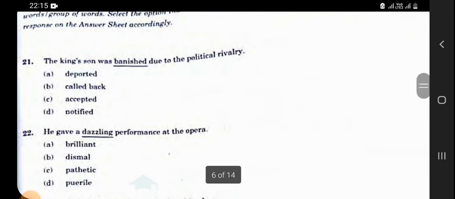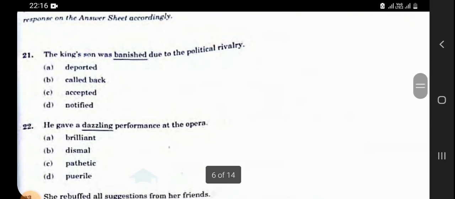Question number 21. The king's son was banished due to the political rivalry. The king's son was banished. The meaning of the word banished is exile, but we don't have the word here. So then we have one similar word, and that is deported. So option A will be the answer.